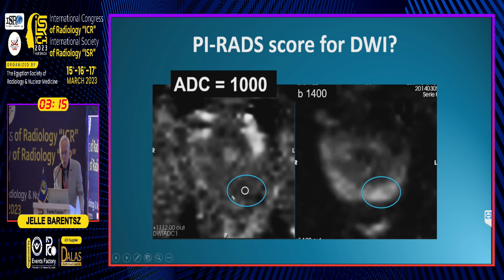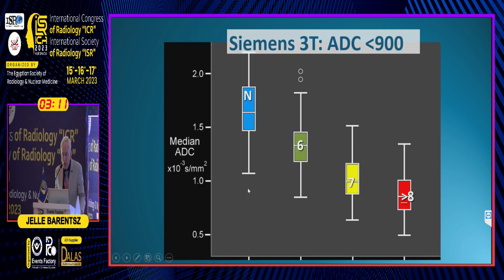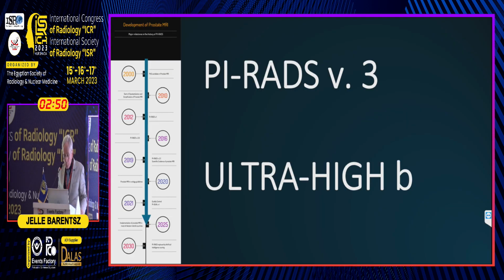Well, what we do is we measure the lowest ADC value. And I know from my machine that the cutoff value of Siemens 3 Tesla and 1.5 Tesla is 900. And if it's something above, it is either normal or a Gleason 3+3. If it's lower, you can be sure that it is a significant cancer. So in this patient, with a value of 1000, I call it a PI-RADS 2.